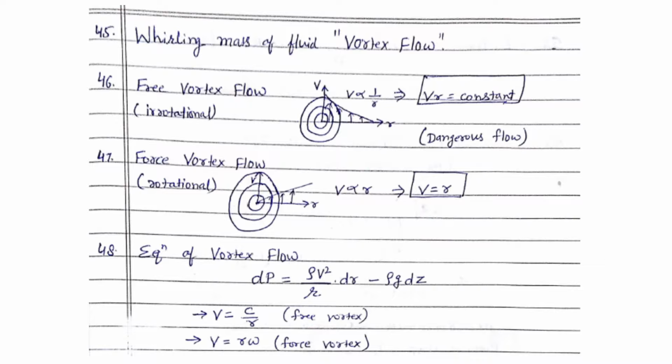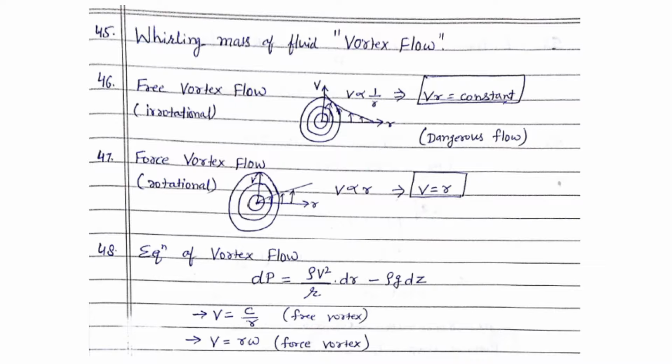And this vortex flow has two types, free vortex and forced vortex. If an additional force is required to rotate the bulk mass of fluid, then this flow is known as forced vortex. Otherwise, it is free vortex. For example, the whirlpool created in a river is an example of free vortex, whereas the flow in our domestic washing machine is forced vortex flow.